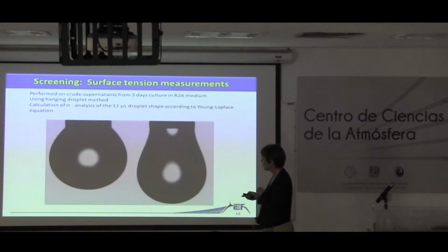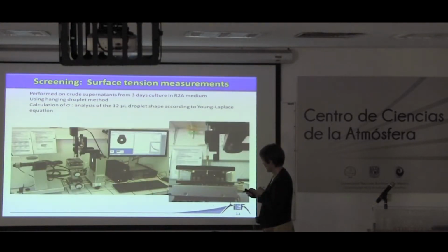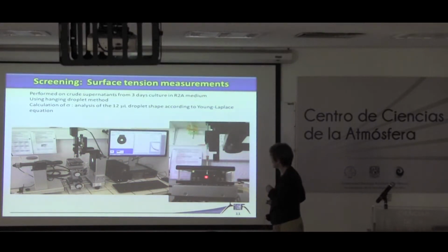So you put your medium in this needle here, and this needle will form a droplet, which is around 10 micron. So this is why it's also called the hanging droplet method. You have this droplet here. And here we have a system with a camera which is filming, every second or less, the shape of the droplets, how it will evolve with time.